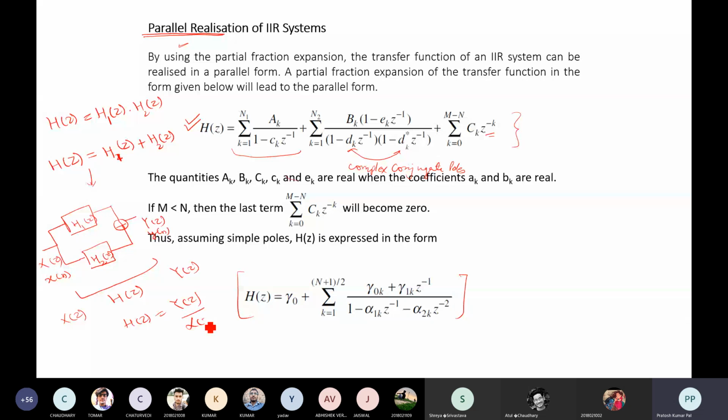So similarly in parallel realization, the transfer function should be represented as an addition of different transfer functions, and then each individual transfer function is realized by using direct form 1 or direct form 2, and from there it can be represented in terms of parallel realization. So this is how the parallel realization takes place.